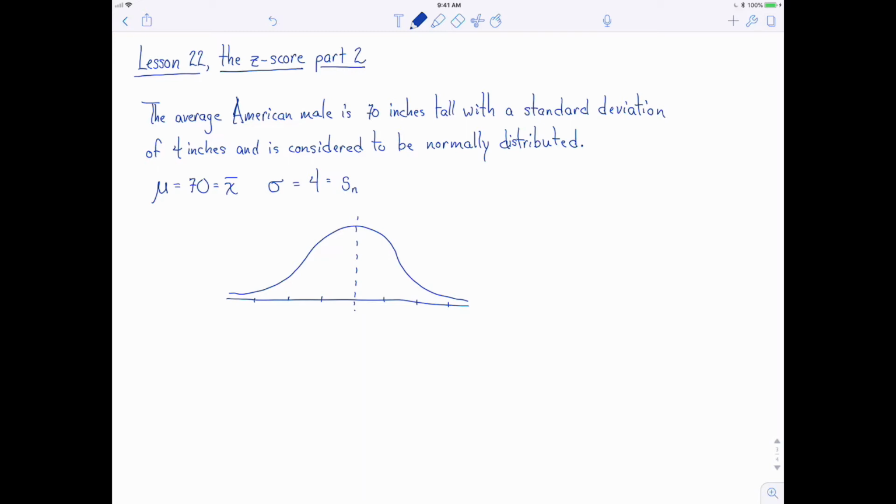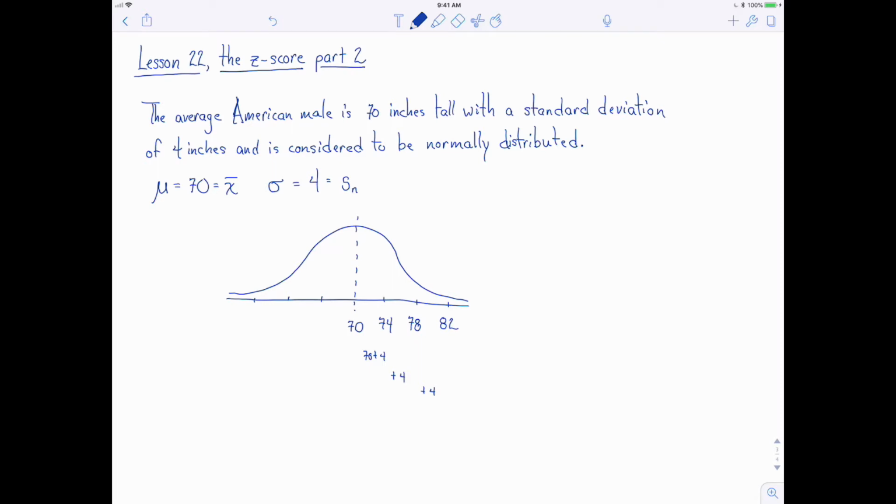Now, I have a normal distribution drawn below, and it says that the mean is 70. Well, the mean always goes right in the middle. Now, this time, if we go one standard deviation above, it's not a 1, it's a 4. So 70 plus 4 goes into my next position. That's the first standard deviation above the mean. And then if I add another 4 to that, that's 78 inches tall. And finally, if I add even another 4 to that, I would be at 82 inches.